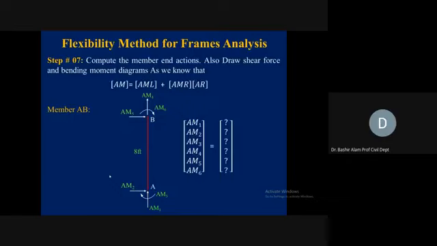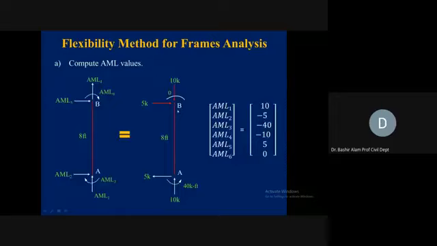So again, for the member end actions we are using AM is equal to AML plus AMR times AR. We are using this approach. Now you can see AM 1, 2, 3, 4, 5 up to 6. These are unknowns. AML we now get for member AB, as we already have. It is becoming 10, minus 5, and minus 40. And then we have minus 10, 5 and 0. These values are recorded here. This is from where we got the capital M values.